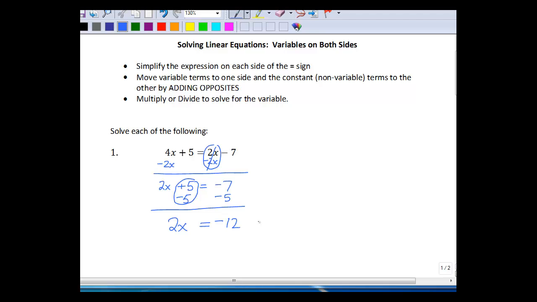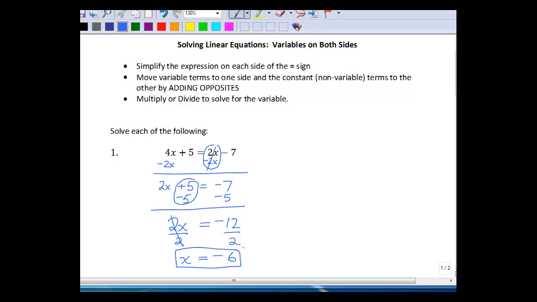The last step here is to get rid of the coefficient of x. This is 2 times x. So because that's multiplication, the way I undo multiplication is with division. So I'm going to divide by 2. 2 divided by 2 is 1. And 1x is just x. So x is negative 6.